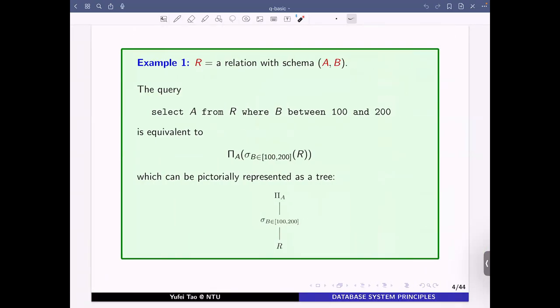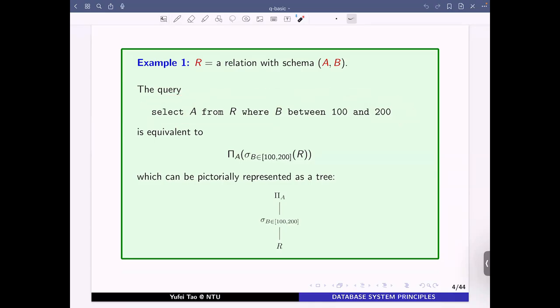So here, this is an example. Let's say I have a relation here for you, and this relation has two attributes in the schema, A and B. And here, this is a SQL statement. As you can see, this is saying I want to filter the tuples according to this condition, this is a range condition. And now for those tuples that satisfy this range condition, I want only their A values. Okay, so here this is the statement.